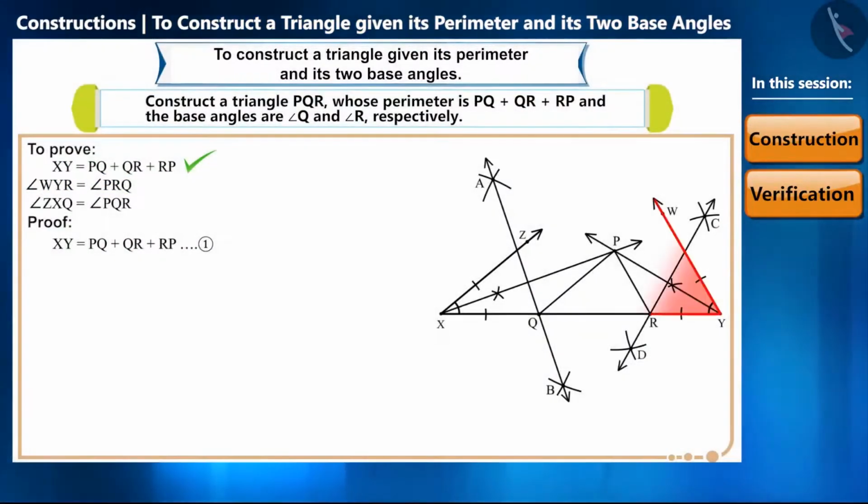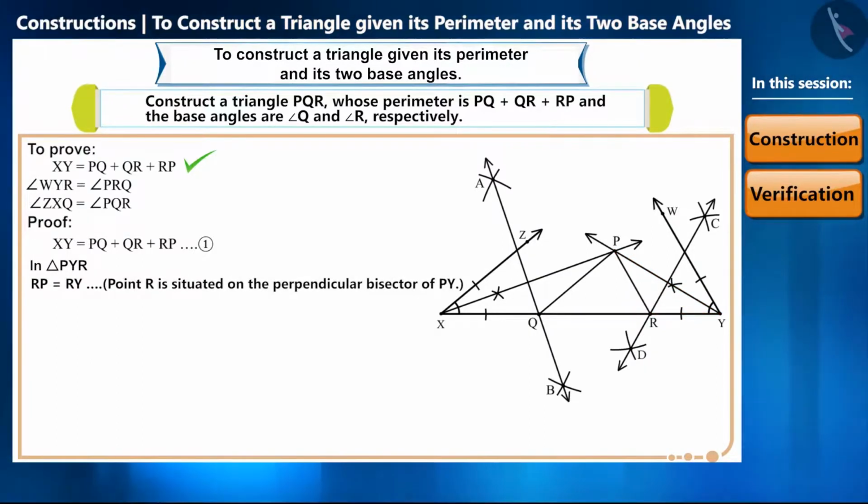We have to prove that angle WYR is equal to angle PRQ. Friends, look at triangle PYR carefully. Side RP is equal to side RY because any point situated on the perpendicular bisector of a line segment is equidistant from the endpoints of that line segment. That is, triangle PYR is an isosceles triangle. Therefore, angle RYP is equal to angle RPY. Let's call it equation 2.